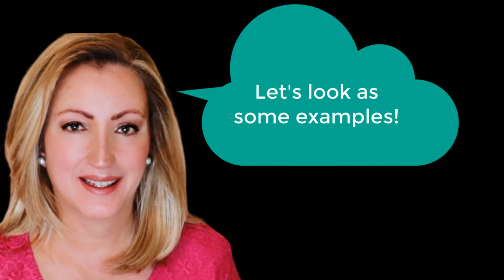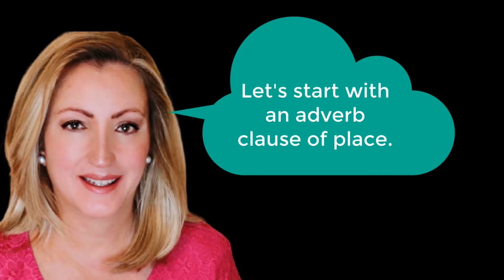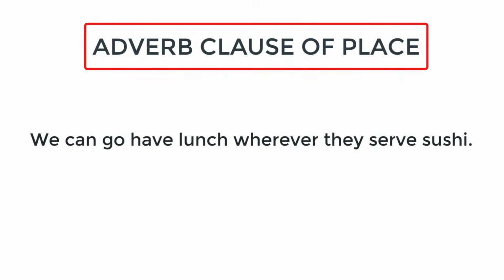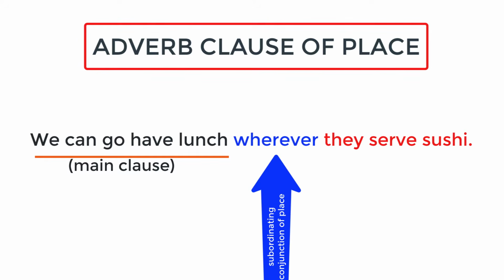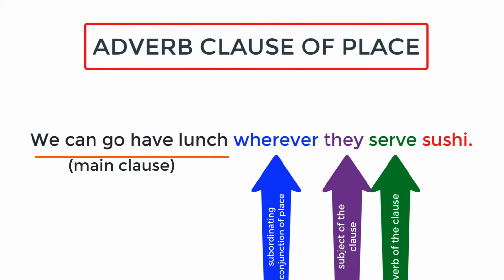Now let's go ahead and look at some examples. Let's start with an adverb clause of place. We can go have lunch wherever they serve sushi. In this example, wherever they serve sushi is the adverb clause. Wherever is the subordinating conjunction. They is the subject of the clause, and serve is the verb of the clause. This clause is modifying the verb can go. Where can we go? Wherever they serve sushi.